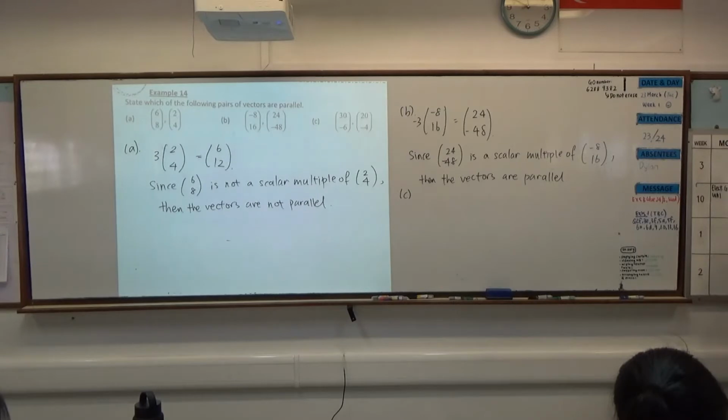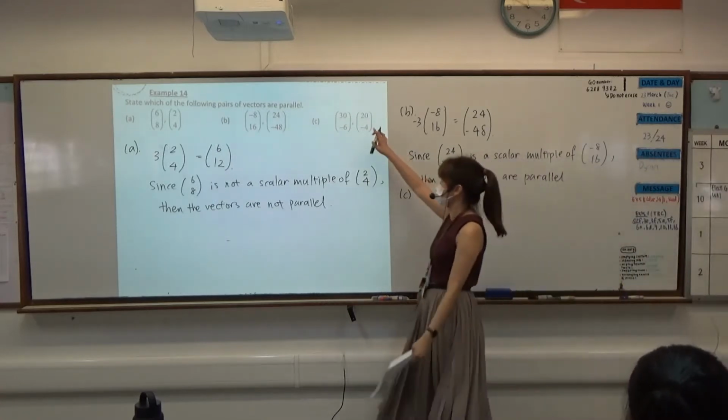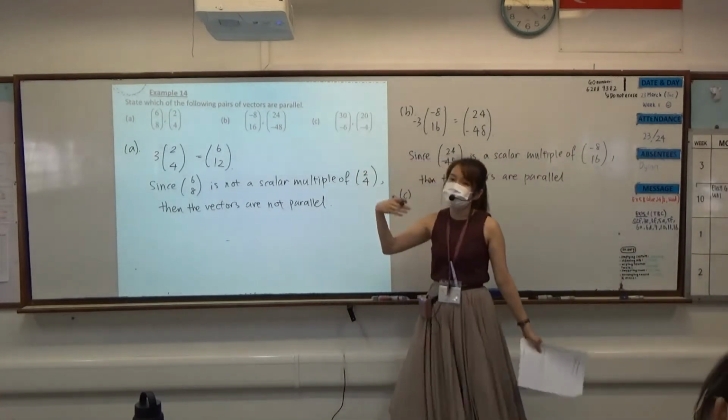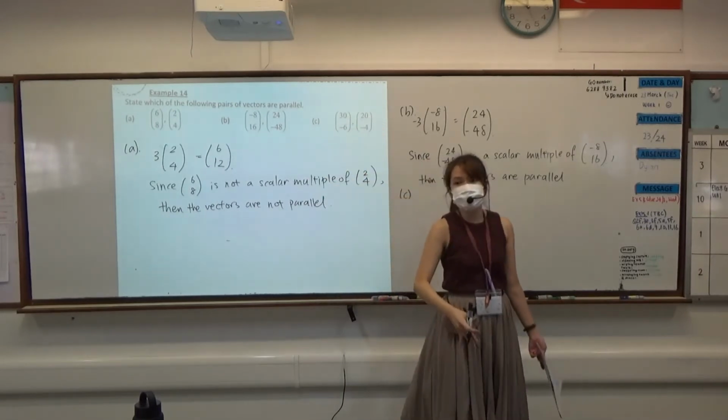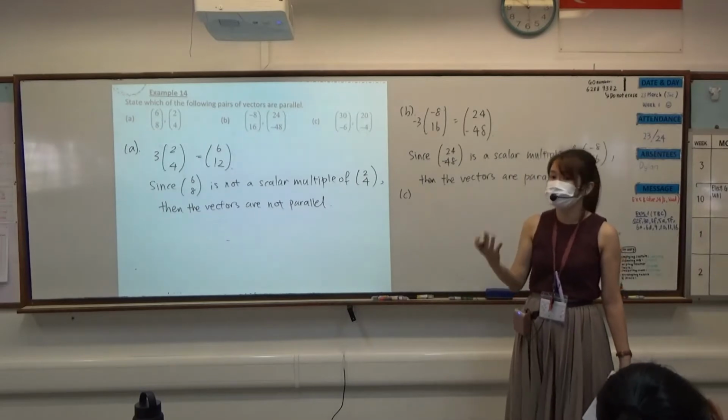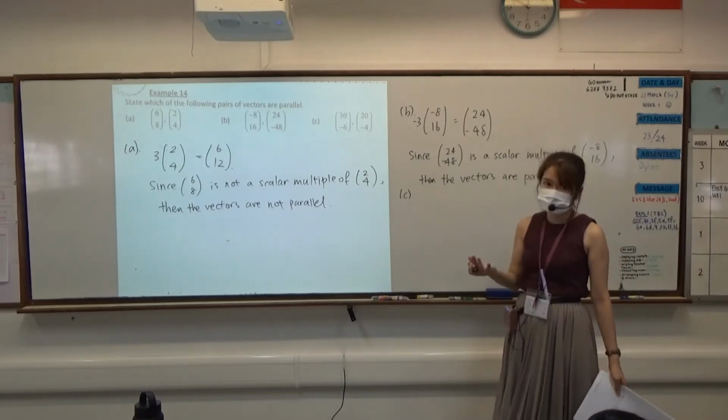Next, we look at part C. We have 30, negative 6 and 20, negative 4. If I look at the x component, what is a number that I can multiply by 20 to give me 30? In this case, it's not going to be a straightforward integer. It's going to be a fraction.